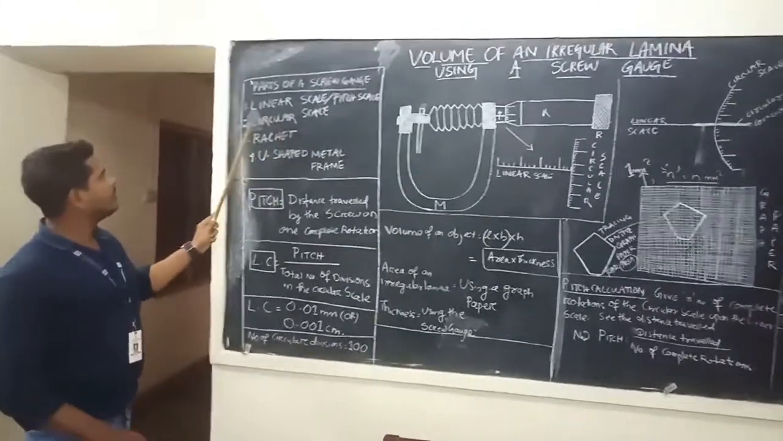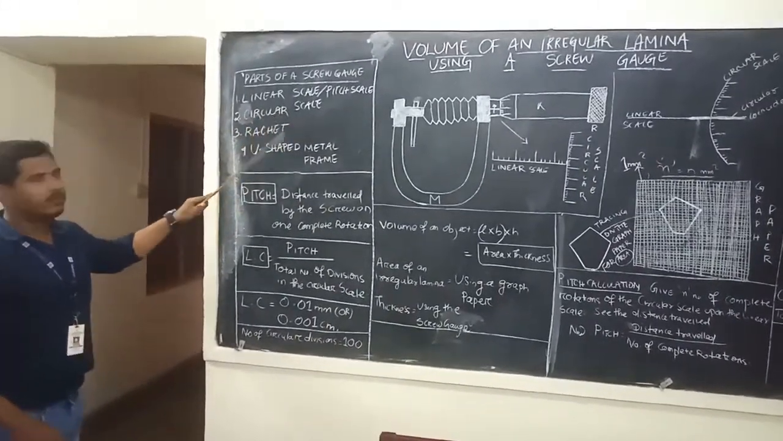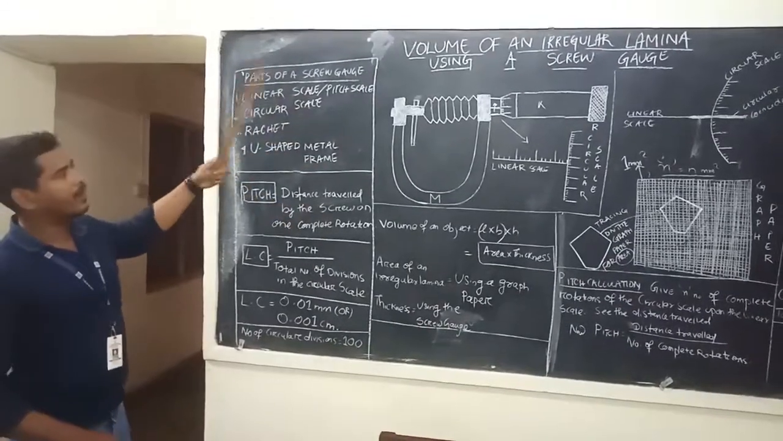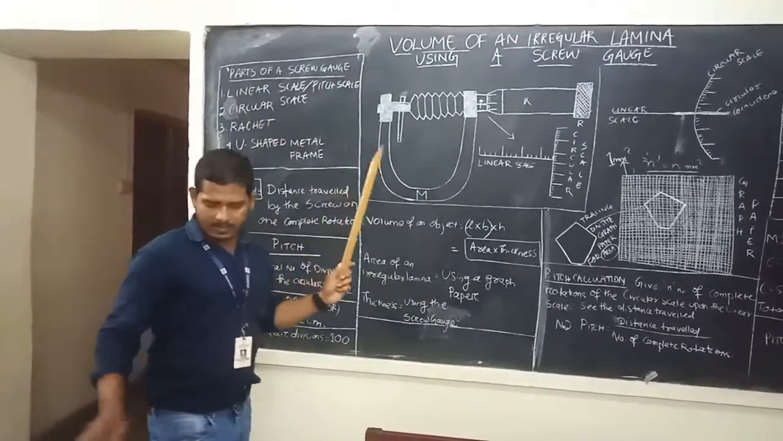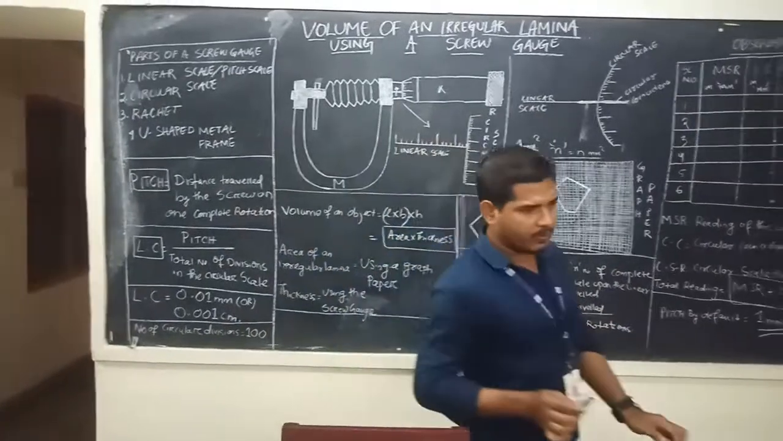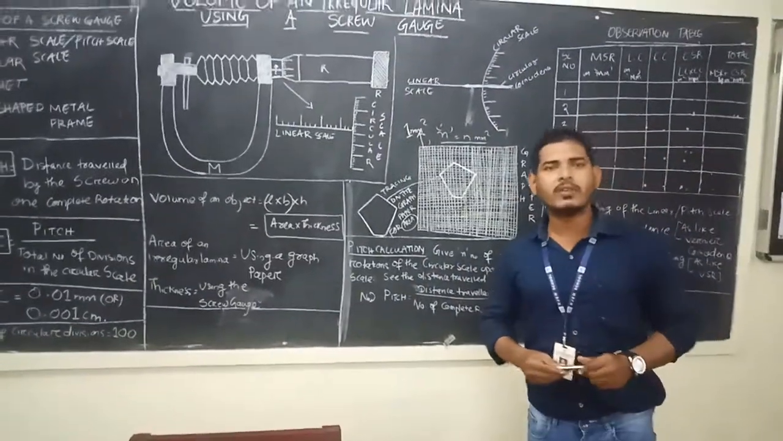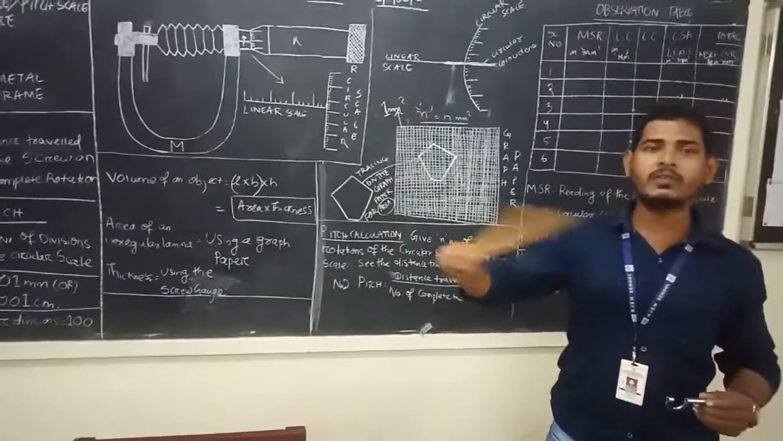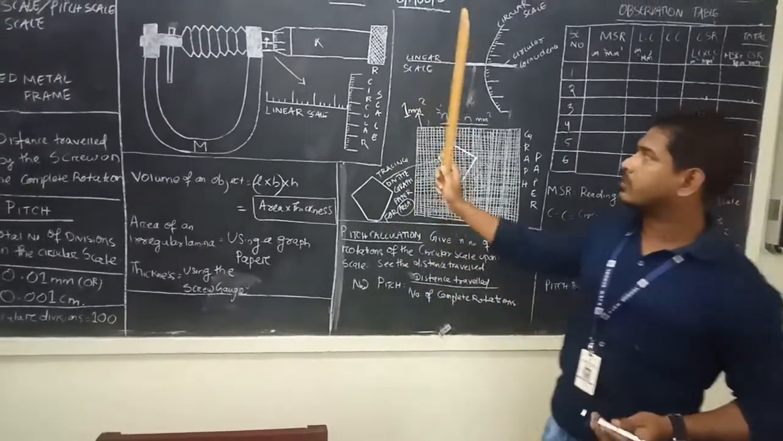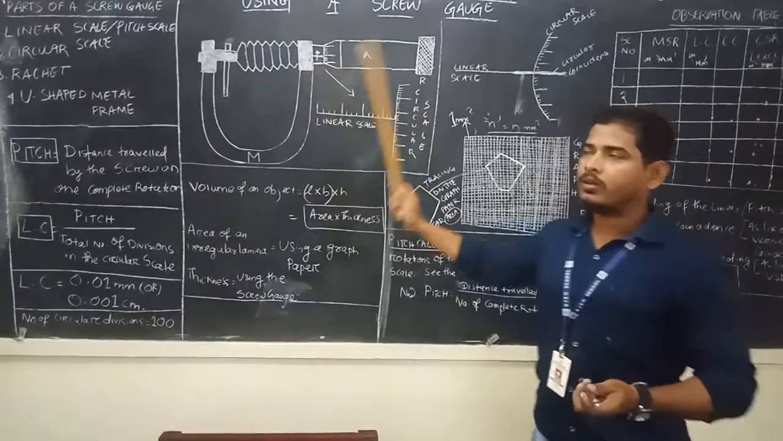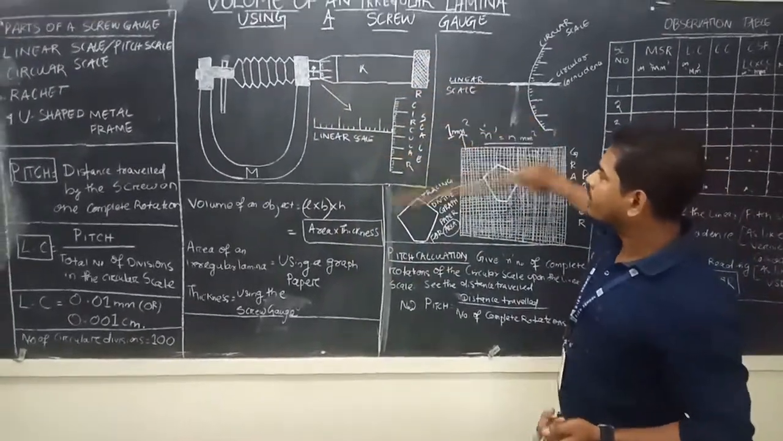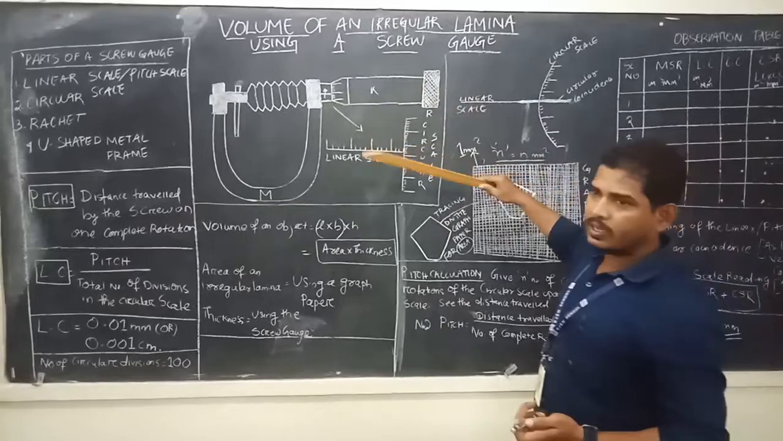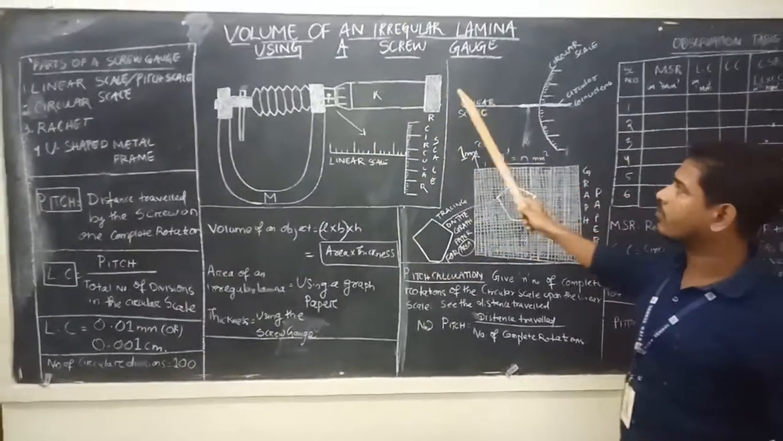Circular scale, why the name circular scale? Because the graduation of the scale is in a circular pattern. Here, as we have seen in the Vernier caliper, there are two scales, the main scale and the Vernier scale. The Vernier scale was sliding over the main scale. Here, the circular scale is not sliding, rather it is rotating over the main scale. And the scale that rotates over the main scale is the circular scale.